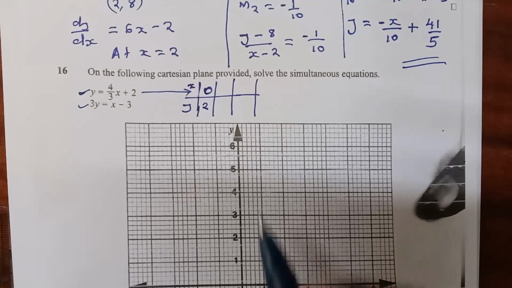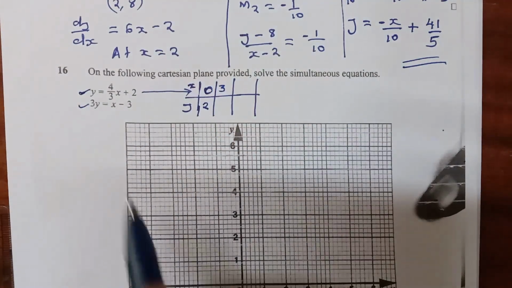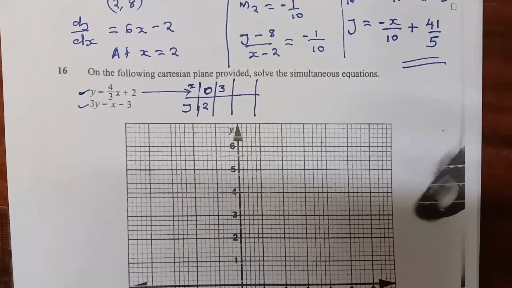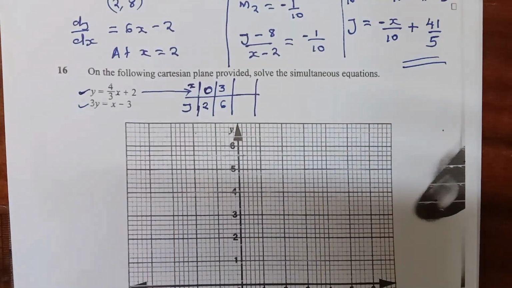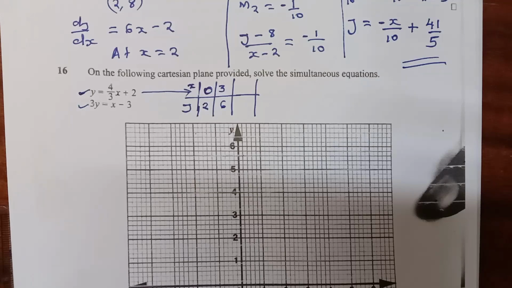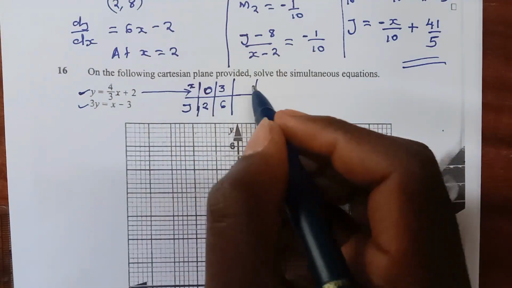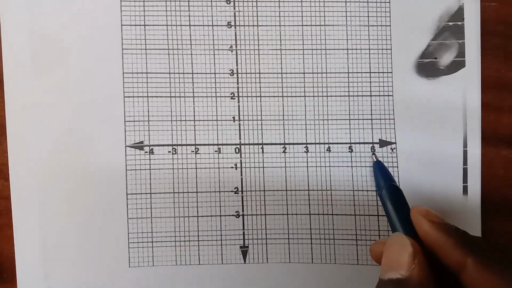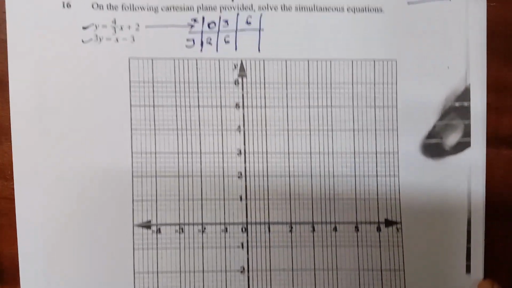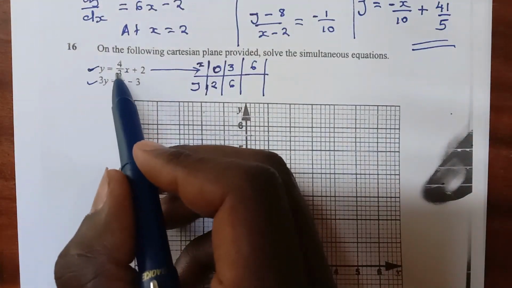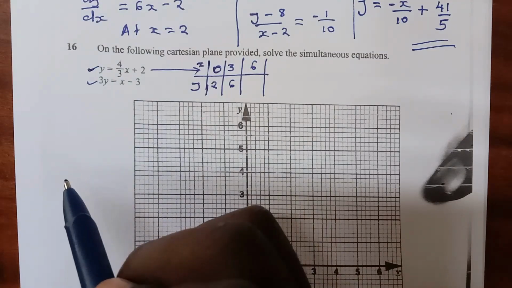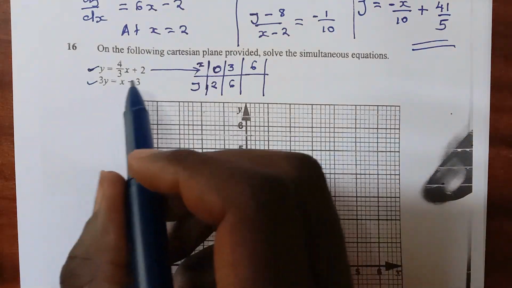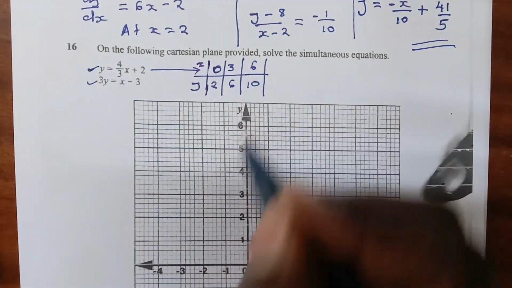Now, if the value of x is 3, I said you choose ideal points, then the value is going to be 4 plus 2, which gives us 6. If the value of x is going to be 6, why do we choose 6? Depending on the scale that you've been given here, 6 can be plotted. And it means this is going to be 4 times 2, which is 8, and 8 plus 2 gives us 10.